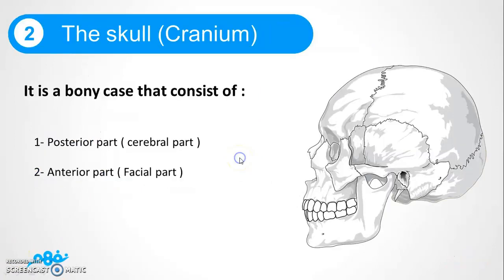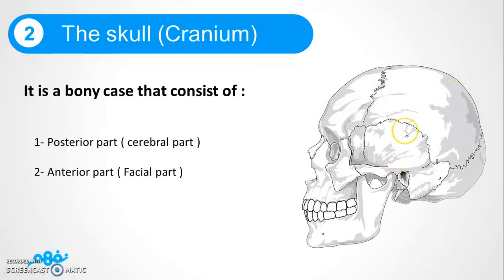Okay. Who's next? Okay, the skull. The skull, we can call this the cranium. It's a bony case that consists of bones. But there's a posterior part and the anterior part. What about the posterior part?